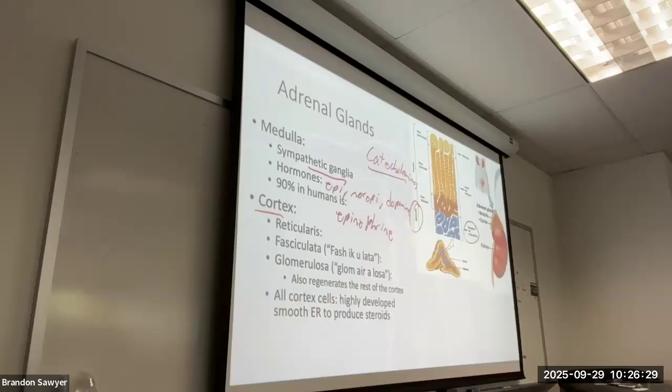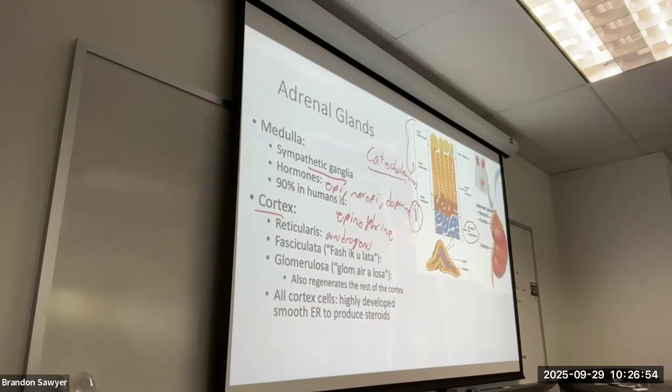So then we've got the cortex, right? So that's all of this stuff up here, right? And we have three different zones, okay? So we can see the reticularis, which is the part that's closest to the medulla. This is where androgens are released. Okay, so these are our sex hormones. We'll talk about some specifics here in a sec.